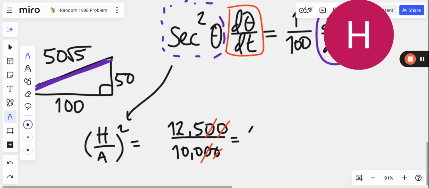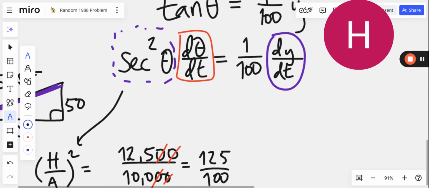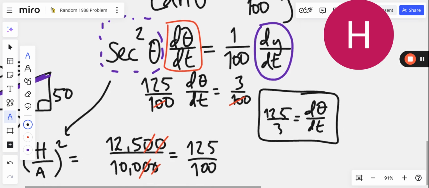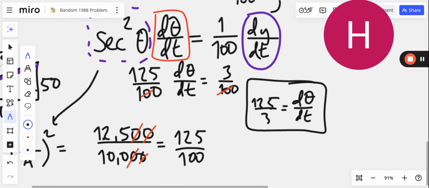You know what, it kind of works to leave it as 125 over 100, and I'll show you why. You can do it however you want, but I'm just showing you why this is nice. Takes a lot of guesswork out of things. So the zeros, canceling them is obvious. We have d theta dt equals, now dy dt is 3, so this is 3 over 100. We're just going to multiply both sides by 100, cancel them, divide both sides by 3, and we get that 125 over 3 equals d theta dt at that exact moment. And 125 over 3 is in radians, of course, per second.